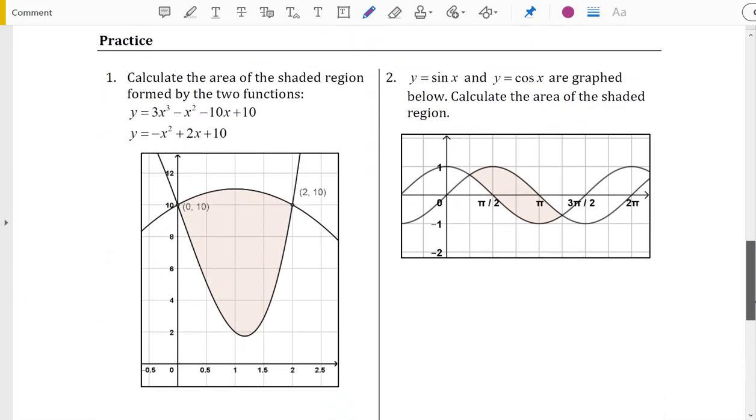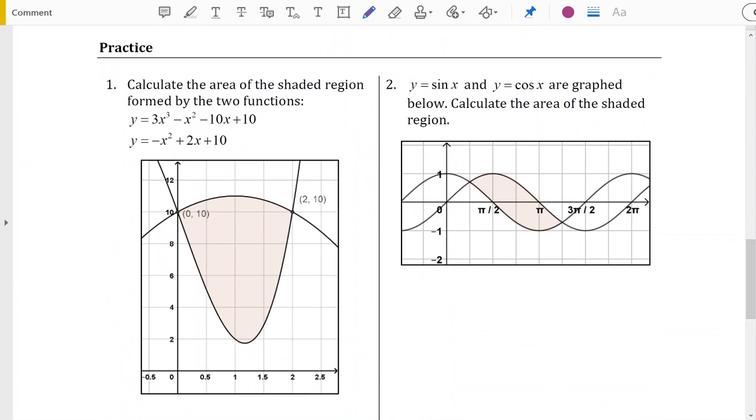Here are two practice problems for you to do. Try these two problems using this new approach to finding the area between two curves, and we're going to talk about them when we come together for class on Monday.